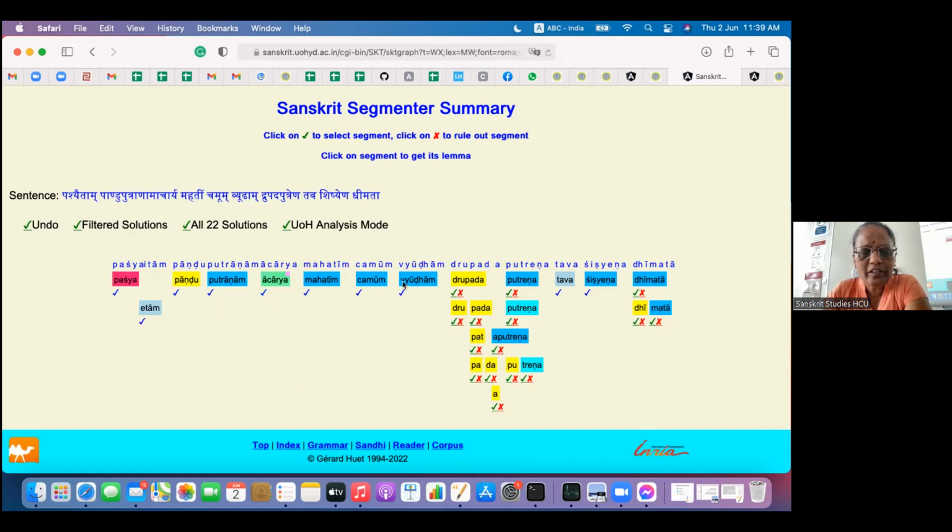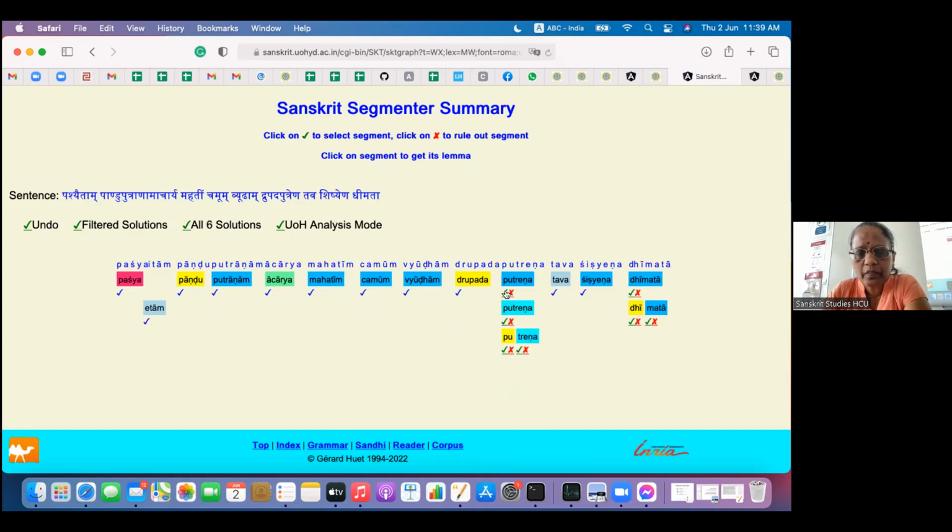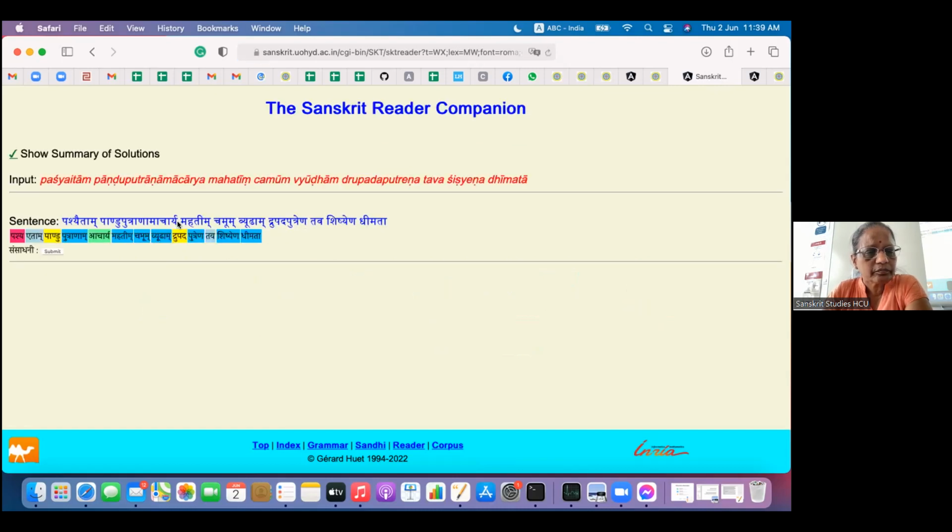Well, we are fortunate here. There are no options available. There is only one for each. Then Drupada Putrena, Tava Shishyena Dhimata. So I have selected the segments, and now I call my parser on this. So this is what I have selected. The blue color says these are the nouns.